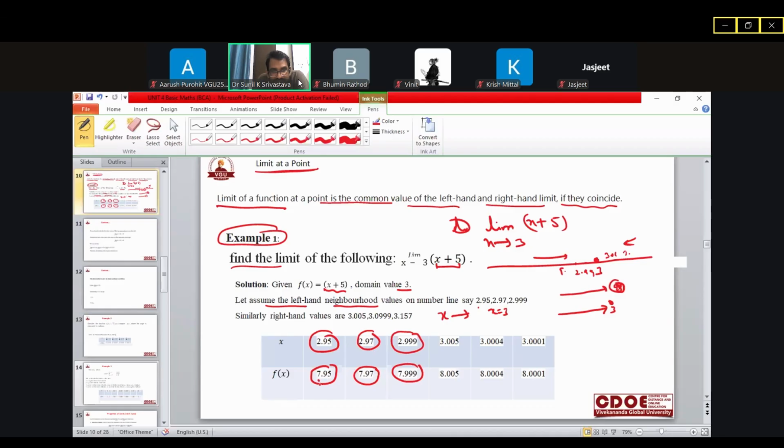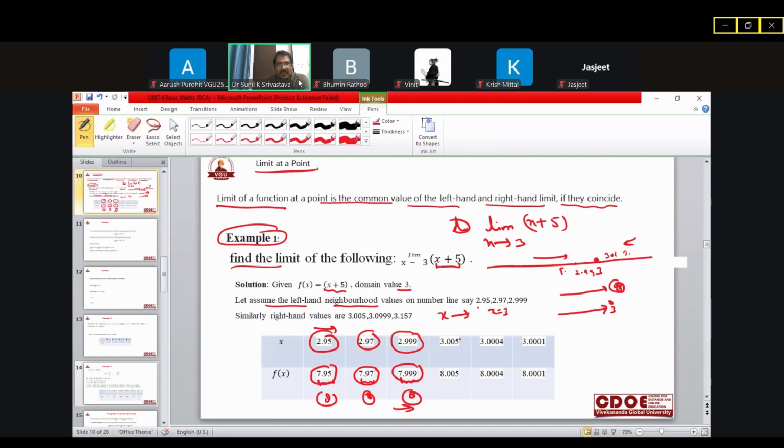Suppose this is the value 7.95 here, 7.97 is here, but here 7.999, which is very near to 8. There is some difference here, but here the value is very near to 8. When our points tend to very near to 3, our answer is very near to 8.